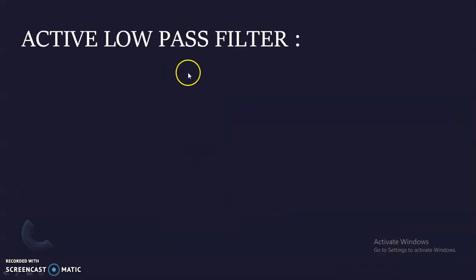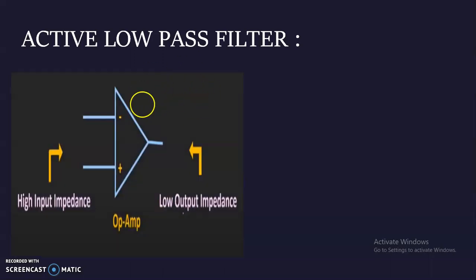Now coming to active low pass filter, as mentioned before, we need active low pass filters because there is no buffering between the load and the RC low pass filter. Therefore, the load can actually affect the cutoff frequency for the RC low pass filter. Whereas in case of active low pass filter, we use an op-amp which acts as a buffer.